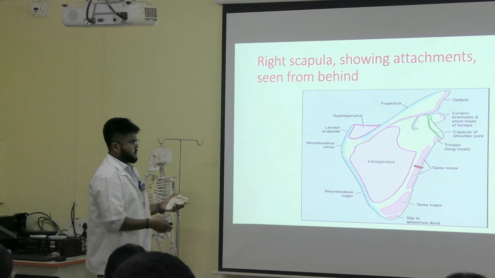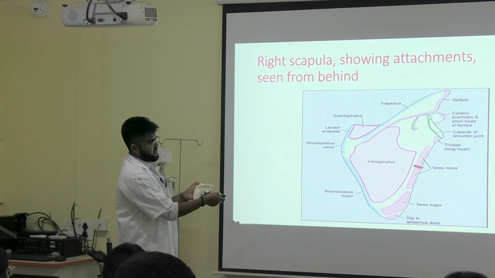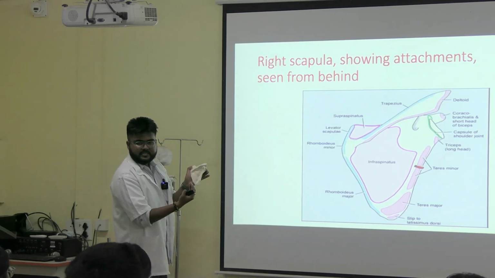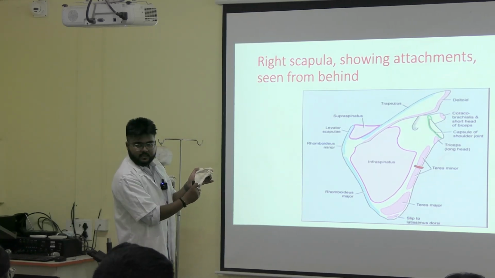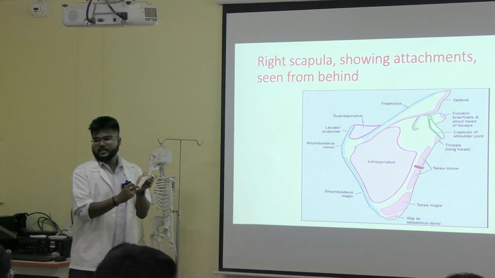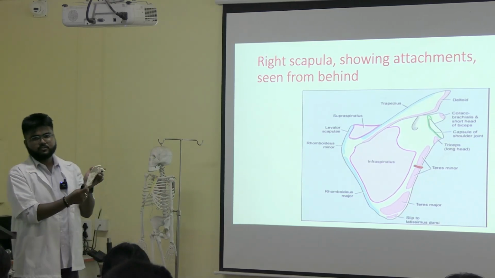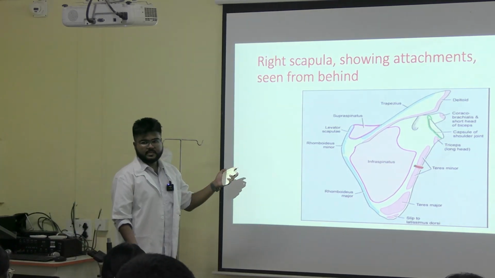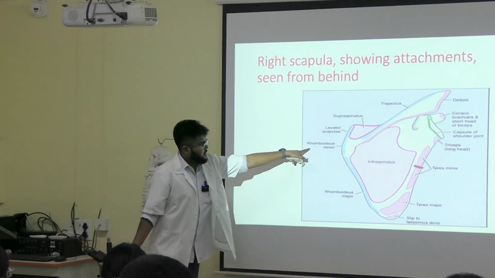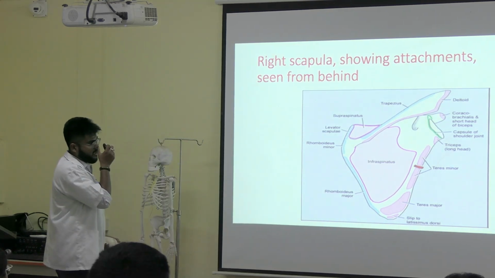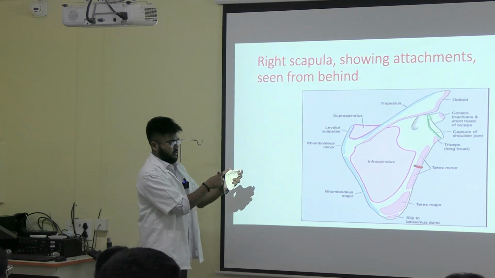So again, this is your lateral border. In the lateral border, in the posterior surface, there are three muscles: teres minor, upper 2/3, then lower 1/3 is teres major. Next one is your latissimus dorsi. Another one is your rhomboideus muscle, rhomboideus minor and rhomboideus major. Here you can see another two muscles are attached here and here.